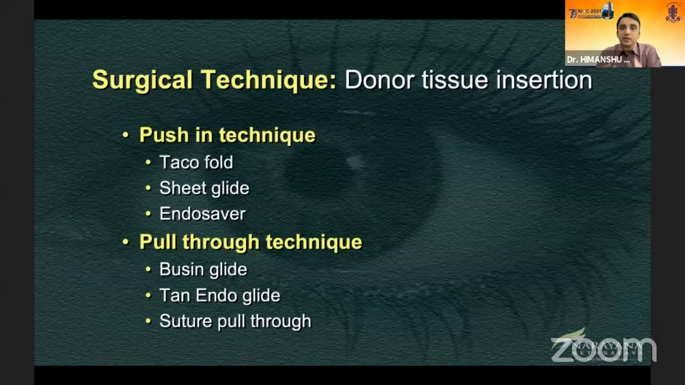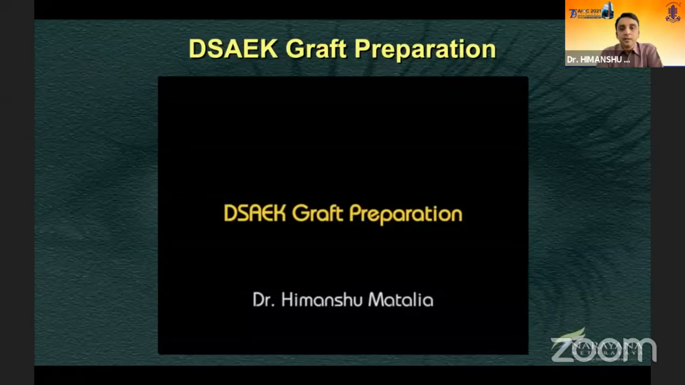Surgical technique wise, there are two major parts, as I said, donor insertion. In donor insertion, there are again two ways of inserting the donor. One is the push technique, which previously we used to do with taco fold or forceps assisted. Another push technique commonly used is the sheet glide, and the EndoSaver is also one of the automated ways of putting the tissue inside by push technique. The commonest pull technique is the Busin glide or Tan EndoGlide, or we can even use a suture to pull in the tissue.